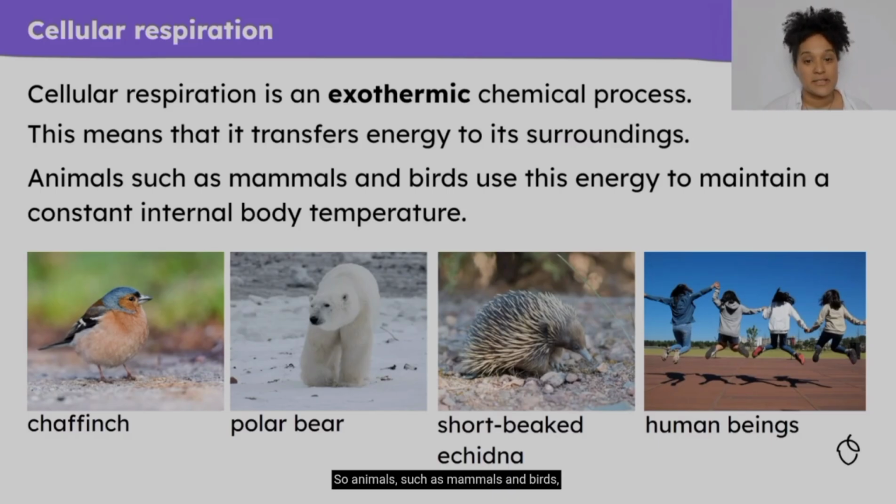So animals, such as mammals and birds, use this energy that's transferred to surroundings to maintain a constant internal body temperature. So human beings, our internal body temperature is around 37 degrees Celsius, and that is maintained by our cells respiring. And it's important that our body temperature stays consistent, at 37 degrees wherever possible, so that our enzymes can function at their optimum.